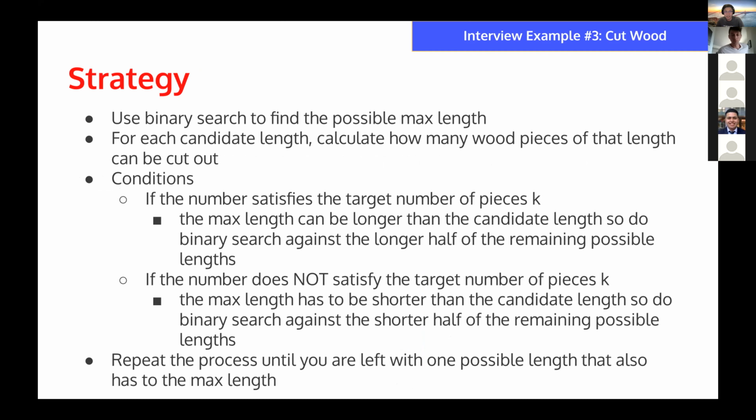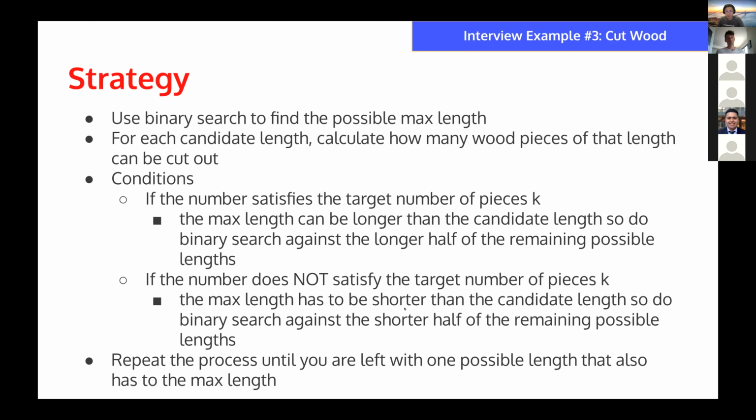And to quickly go over this in the interest of time. What you want to do is use binary search to find the possible max length, right? So that's the top level idea that we have. From there, for each candidate length, we also need to calculate how many wood pieces of that length can be cut out, right? So let's say we have some number from 1 to 10, because 10 is probably the max possible length in which we can cut these woods into, right? So you might want to start with length of 5 and see how that does, right?